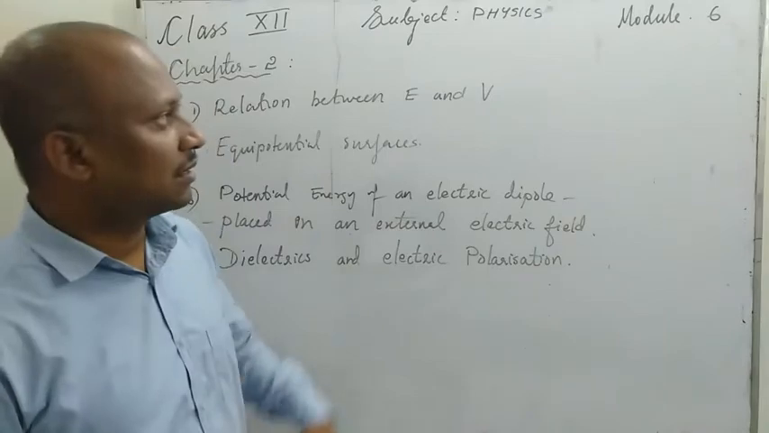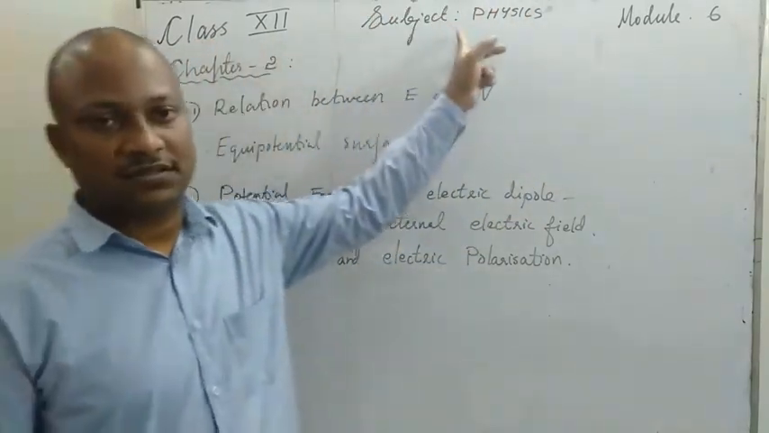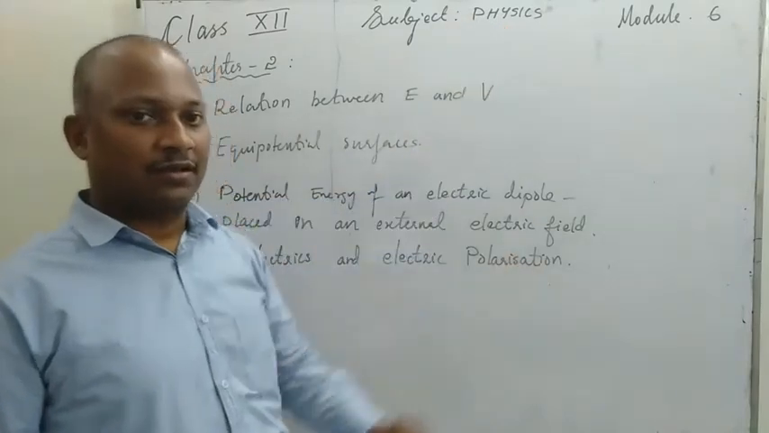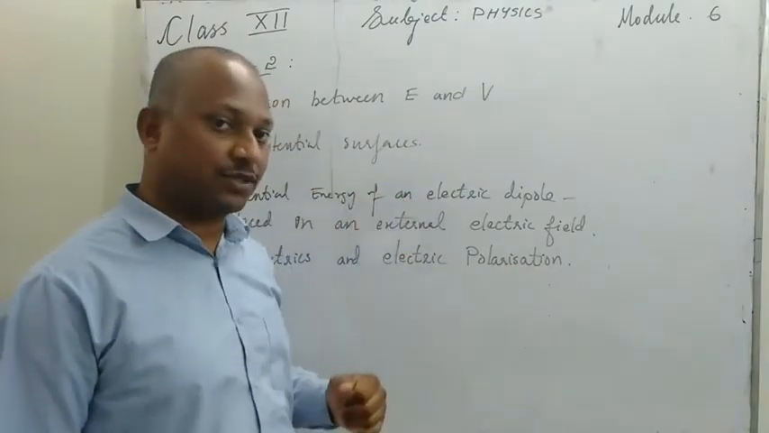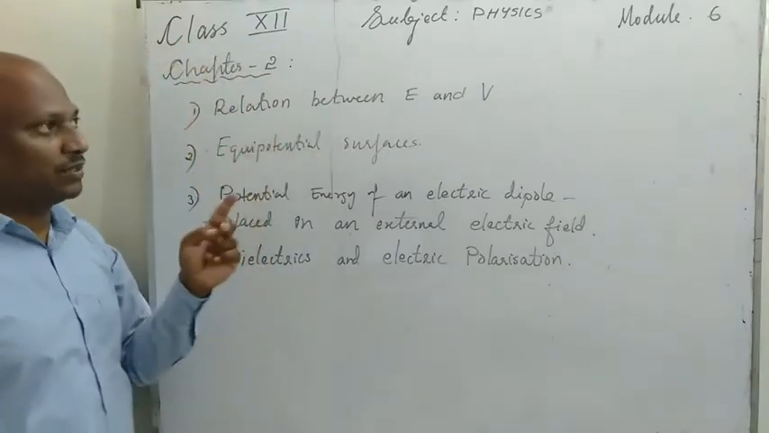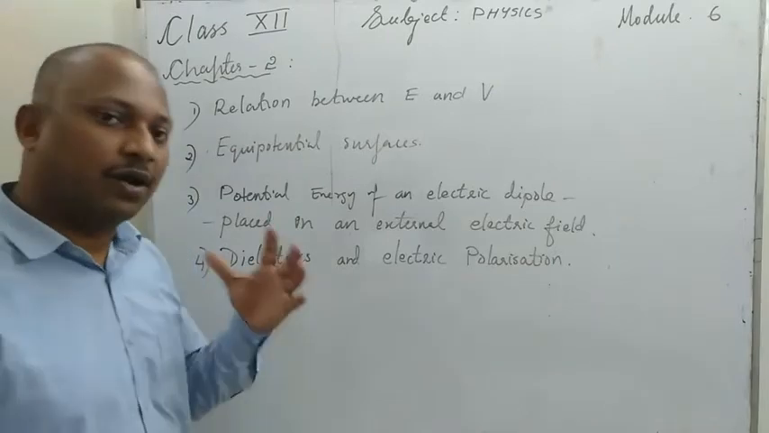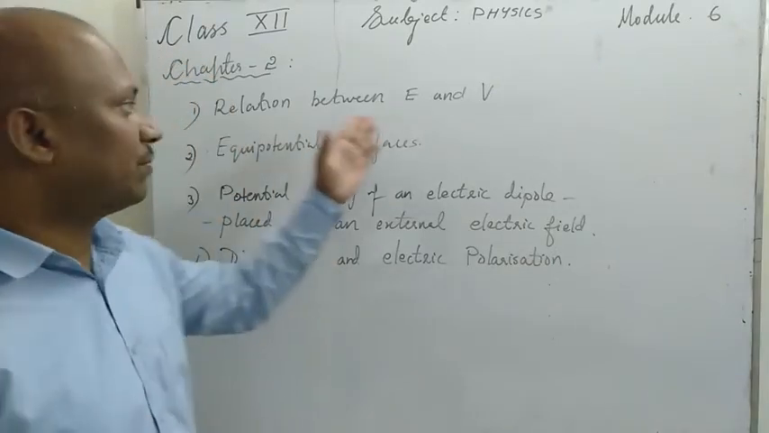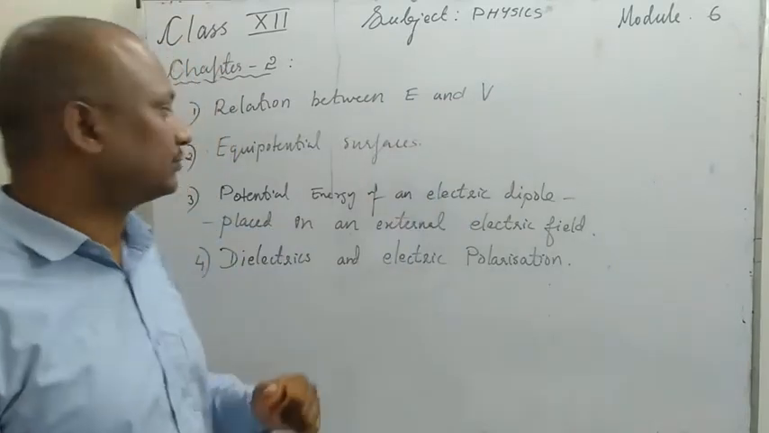This is module number 6, class 12th, subject physics. From module number 5 onwards we started with chapter 2. So this is module number 6, chapter 2. The topics that today we are going to learn is relation between electric field and electrostatic potential.